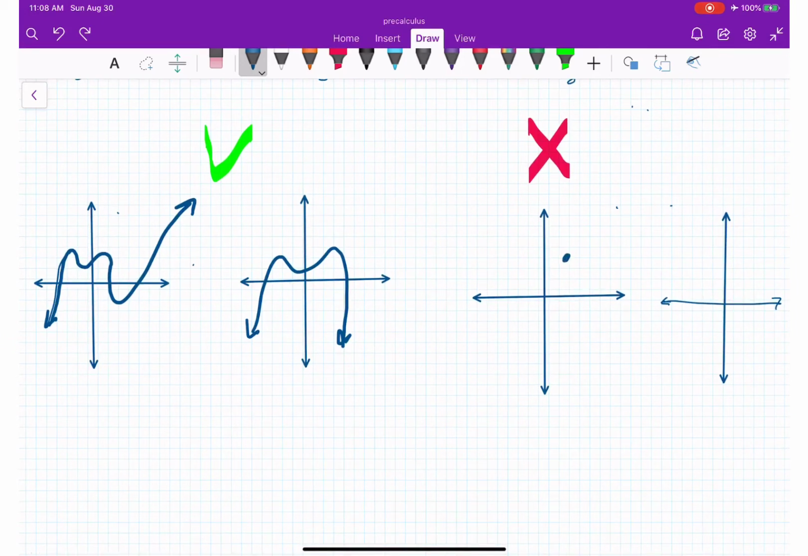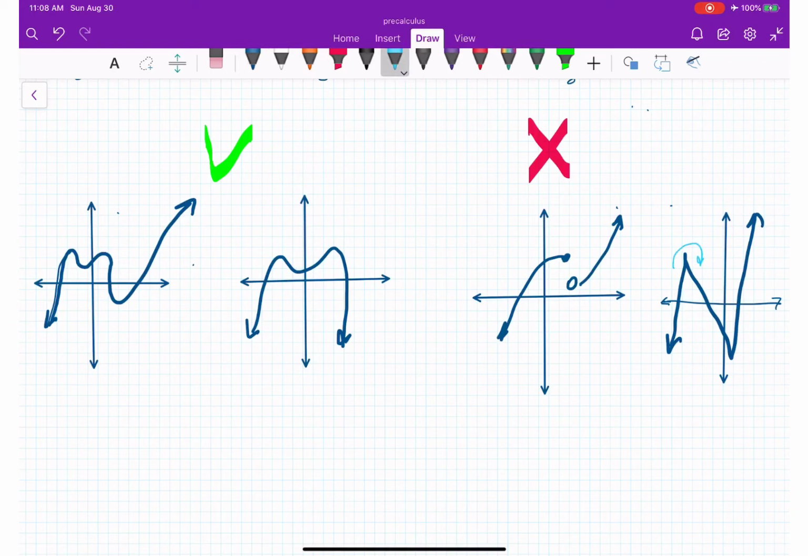Now let me show you the graphs that cannot be considered polynomial. Here is one. Let's say this one comes this way, and then this comes here. There is a break. If there is a break on the graph, it's not a polynomial function. Or if there is a sharp corner, sharp curve. Okay, we have a sharp curve here. That's not considered a polynomial. All right? So now we learn how to identify a polynomial function based on its graph.